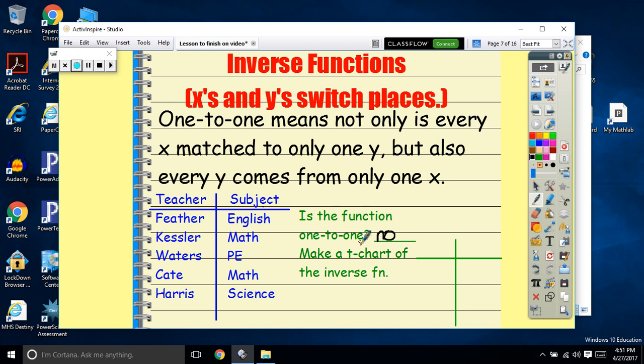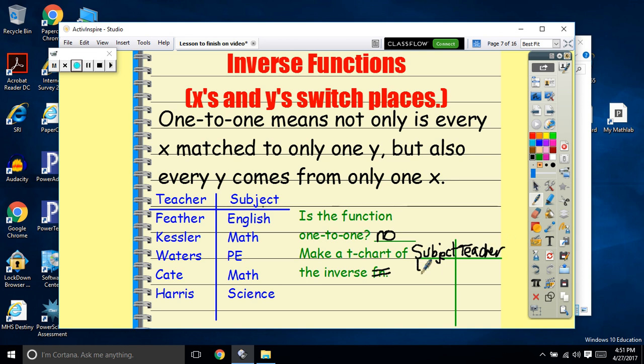But the big deal is functions that aren't one-to-one will have inverses, but the inverses won't be functions. So when I say make a t-chart of the inverse function, I can't, but I can make the t-chart of an inverse. It just won't be a function. So all I have to do is reverse it to subject on the left or x side of the t-chart, teacher on the y side.